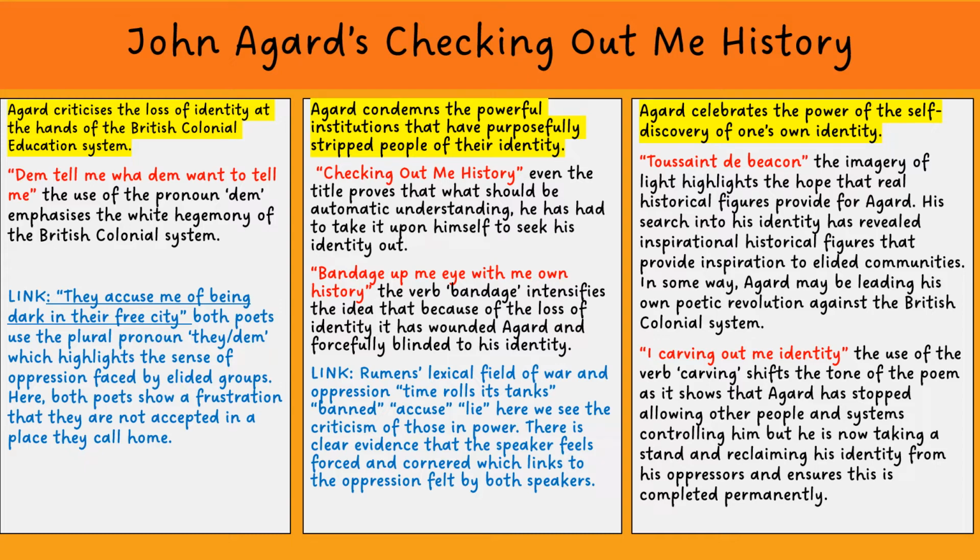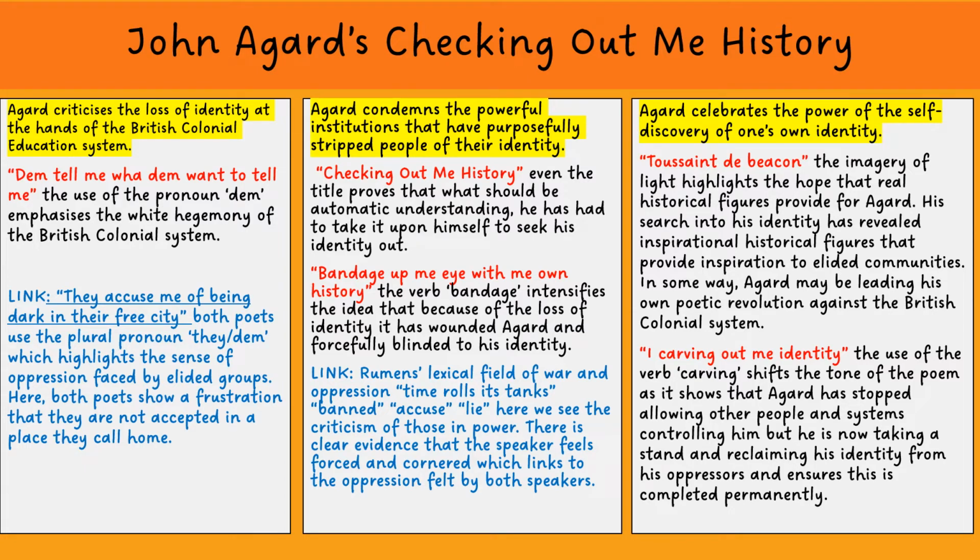And just to summarise there, we can see that Agard feels that his own identity has been othered, okay, because it was removed from the education that was taught in his school. Okay, moving on then, we've obviously got this idea that he is condemning these institutions and he is condemning the fact that they have purposefully stripped people of their identity. You've got the title, which is always really useful to analyse, "Checking Out Me History". And even this title proves that what should be an automatic understanding, he has had to take it upon himself to seek his identity out.